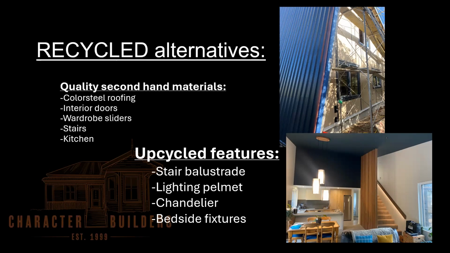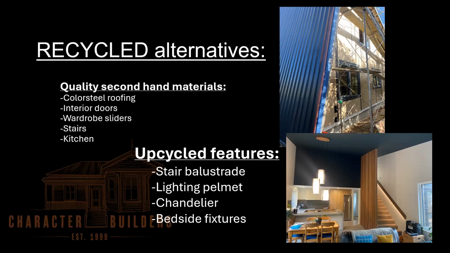Interior doors, secondhand. We bought them; they were as good as new. Wardrobe sliders, stairs. We didn't do this, but we had in mind to put a new kitchen, secondhand kitchen in. And depending on whether we could afford it at the end, we would have gone secondhand. And that is an option. If you just can't afford it, if the budget just doesn't stack up, then maybe you can make do with a second-hand kitchen for a period of time.